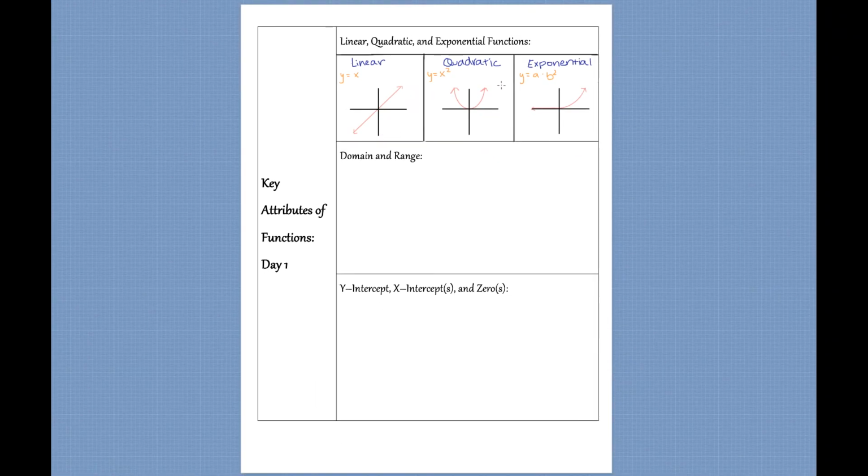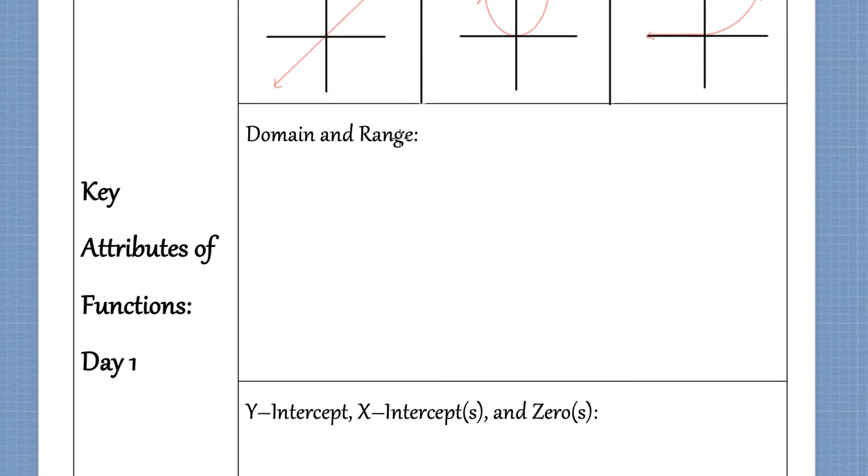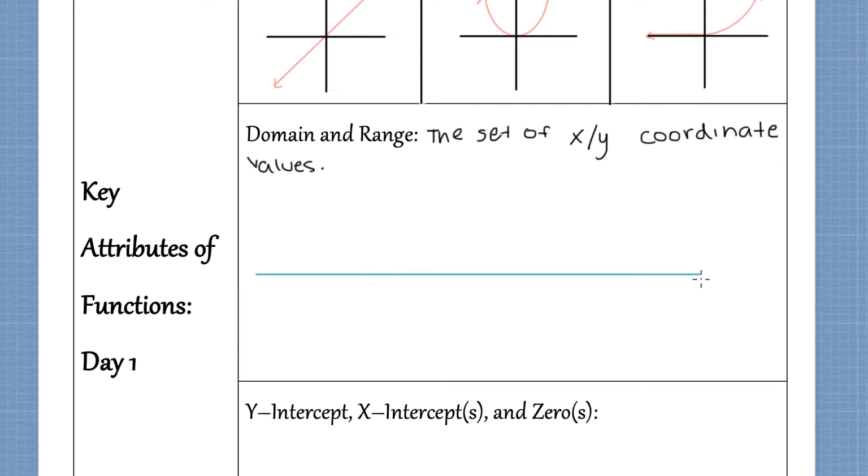We're trying to find the key attributes of these functions, as in the domain and range of each of these functions, the Y-intercept, the X-intercept or intercepts, and the zero or zeros. First, let's start by talking about the domain and range of each of these. We talked about domain and range in our previous video, and we said that domain and range was the set of x and y coordinate values, and this could be on a data table, on a set of points, in a word problem, or on a graph. Since we already talked about domain and range in a previous video, we're going to see some practice problems in the back.